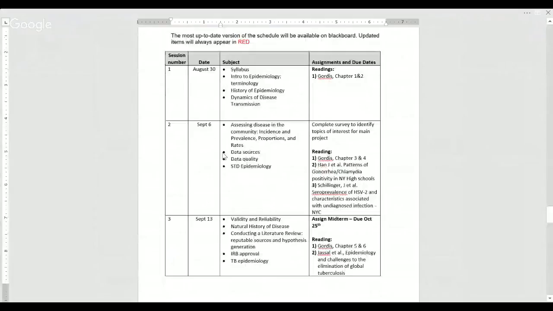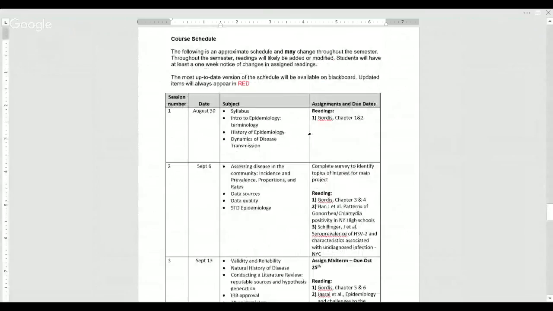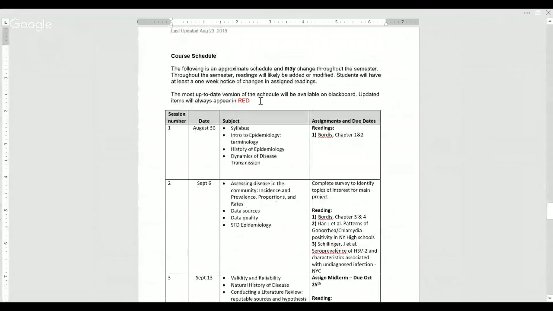This course schedule will change as we go. Whenever I make an update, the most up-to-date version of the schedule will be available on Blackboard, and changes in readings will appear in red.